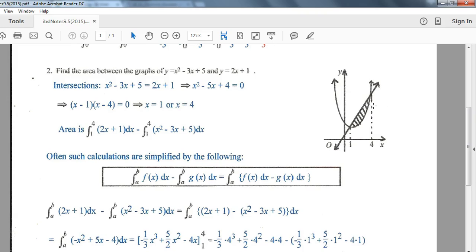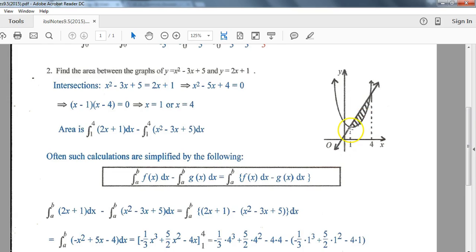That's going to help with a couple things. It's going to help identify which graph is on top and which graph is on bottom. So you can see that the line right here is above the curve from 1 to 4. And so now if I want the area between them, that helps me to see that the line is on top, the parabola is on bottom. So that's the order I'm going to do this in.